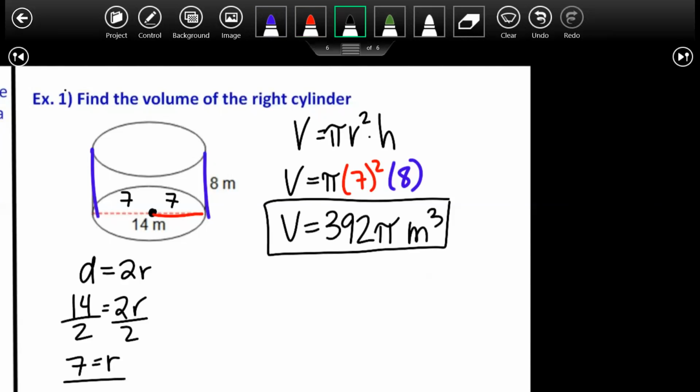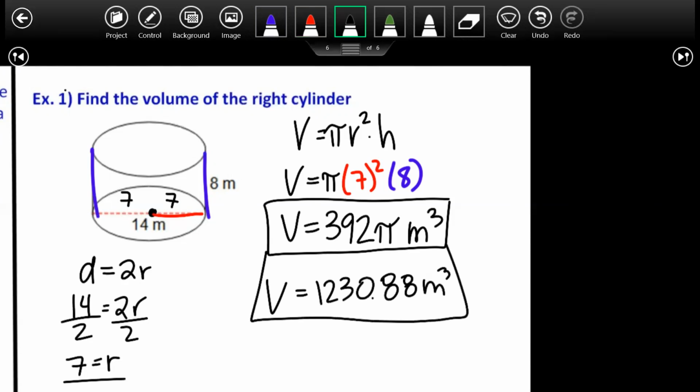If we wanted the approximation, what would we have to do to finish that up? Multiply it by 3.14. You can also give me a better approximation if you actually use pi. But if we do this, we're going to get 1230.88 meters cubed. And I'm probably going to ask you guys for both of these so you can think about doing them. It's only an extra step. All we're doing is multiplying everything out. Easy or hard? That's all we want to be able to do.